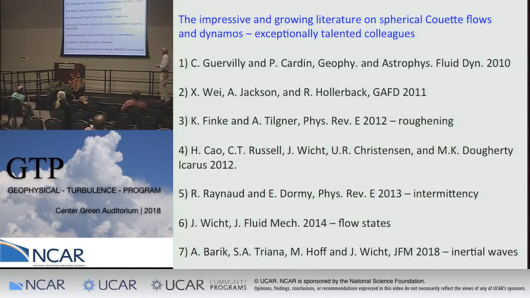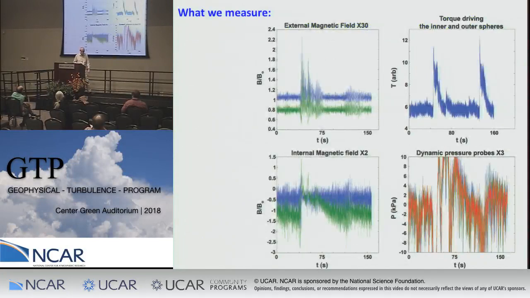And I want to highlight a recent paper Santiago was a co-author on, and the work of Johannes Wicht, but also I'll come back to this Fink and Tilgner paper suggesting that a roughened inner sphere may be advantageous to dynamo action, which has launched us on, I guess, what I'll call the Fink saga, which is the current episode in our experiments. So what do we measure?